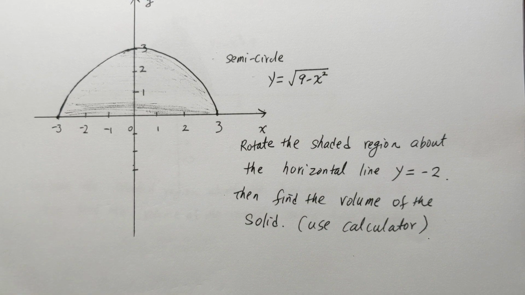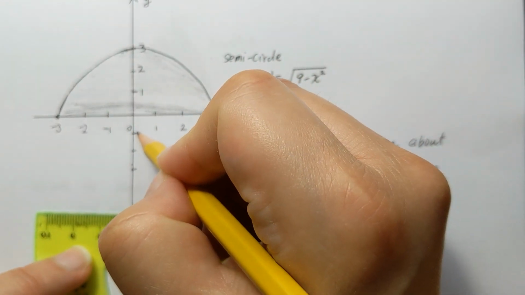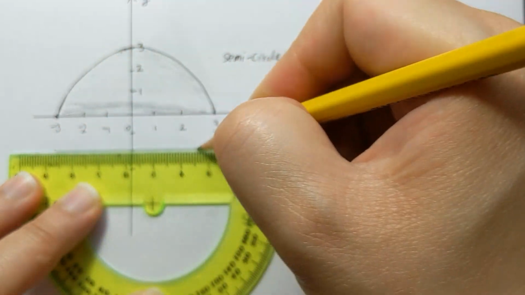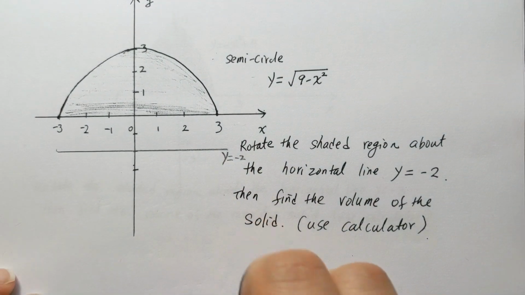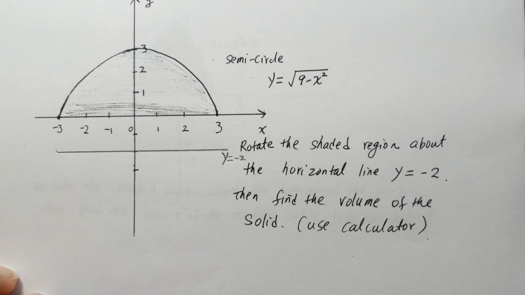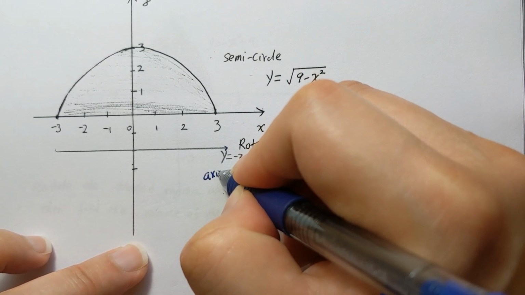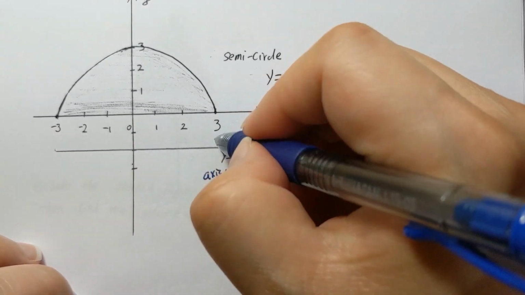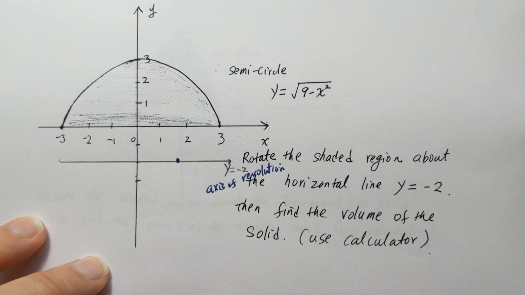Now we have to draw the line y equal negative 2. It's not given to us, so we're going to draw it. So this is negative 1, negative 2. Okay, so y equal negative 2. Now we're going to pick a point on this line. We call it the axis of revolution. So don't pick a point at the end, pick a point in the middle. This way you can see the radius better.